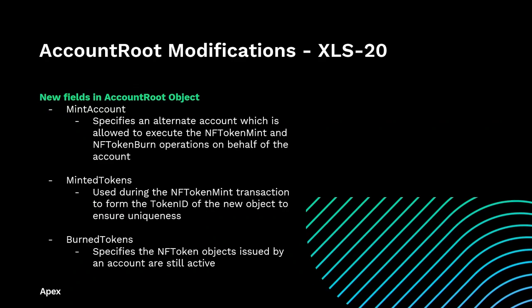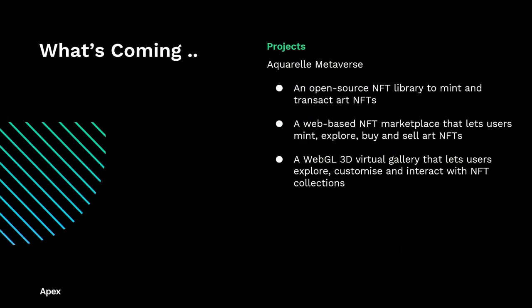And the third one is the burned tokens, which actually keeps track of the number of active NF tokens associated with any account. Right, so this is it. This was about XLS 20, and the implementation of this draft is in the works, and hopefully soon we'll be releasing it on DevNet and testnet for you all to start tinkering and experimenting with it.